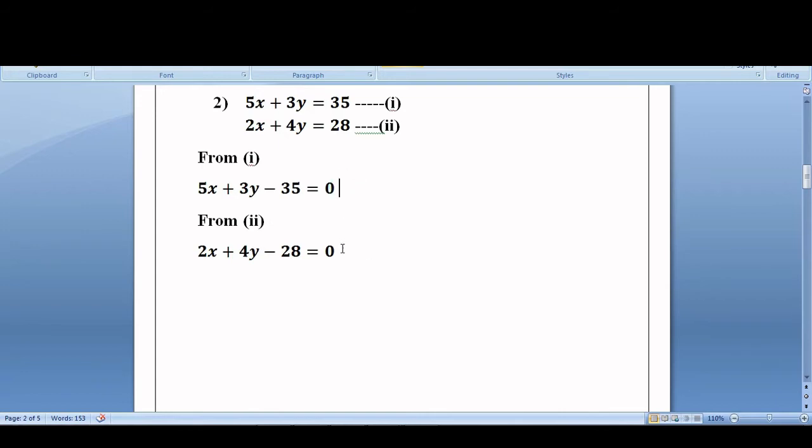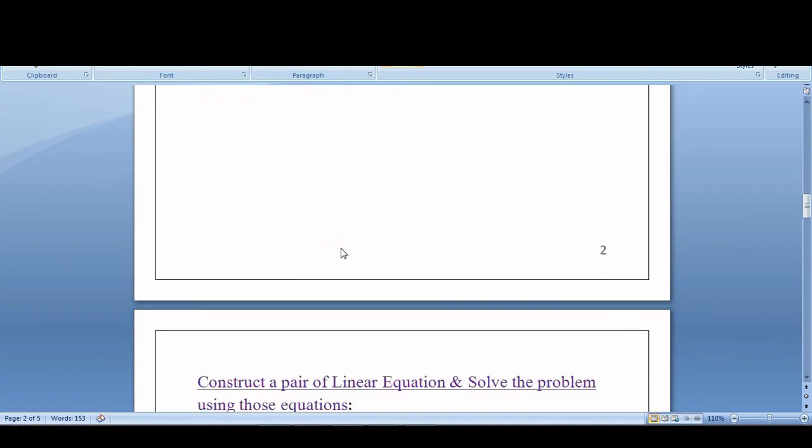Now we have learned how to solve the linear equations. Now let's do some problem sums.